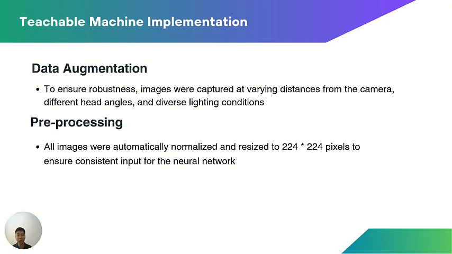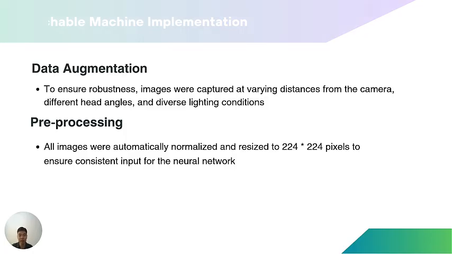For the data augmentation, to ensure robustness, images were captured at varying distance from the camera, different head angles, and diverse lighting conditions. For the pre-processing, all images were automatically normalized and resized to 224 by 224 pixels to ensure consistent input for the neural network.